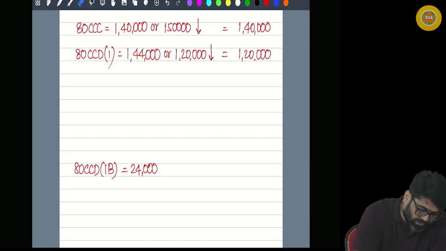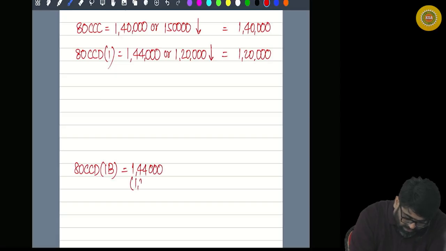How did I get this 24,000? First I will write 1,44,000. Out of that I have claimed how much? 1,20,000 I have claimed under 80CCD(1). So how much is remaining?